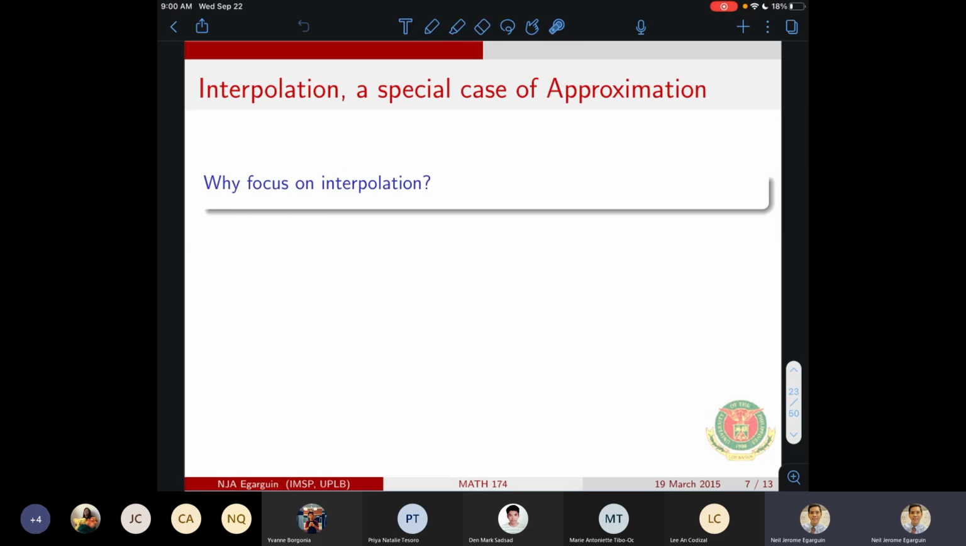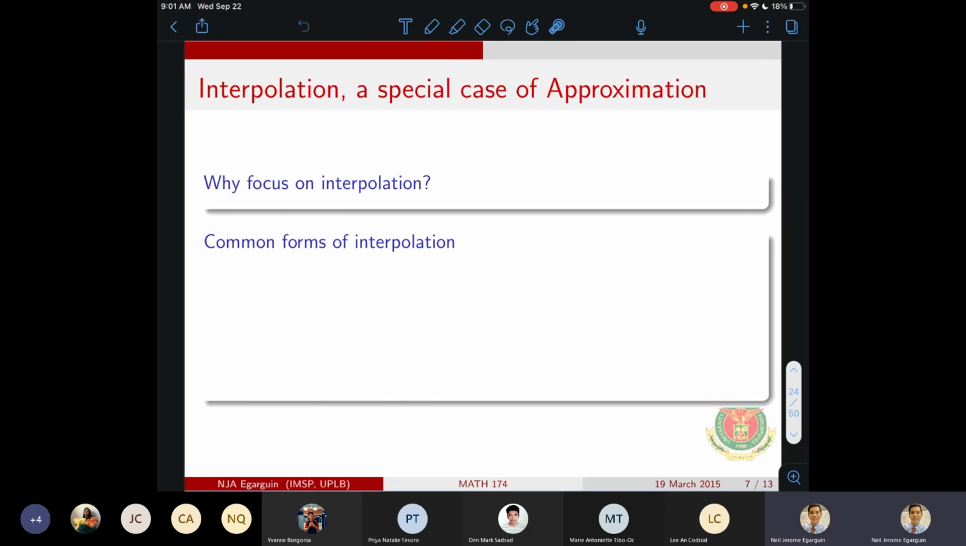So that's why we focus more sa 174 on interpolation, kasi I don't think there is another course that talks about interpolation. And this is a nice thing because madali siyang i-implement talaga. And it is useful in several, or in any application area. You can elect to use interpolating polynomial as your approximation.